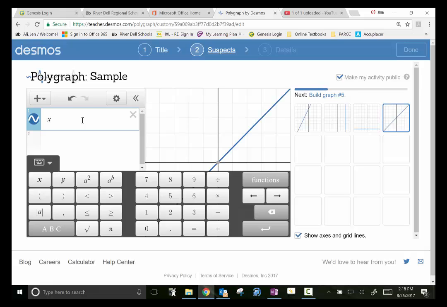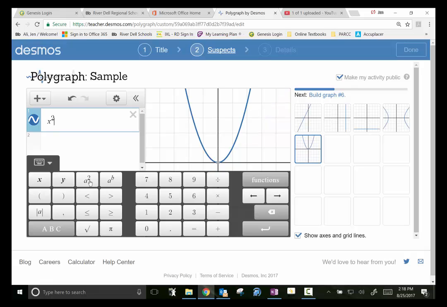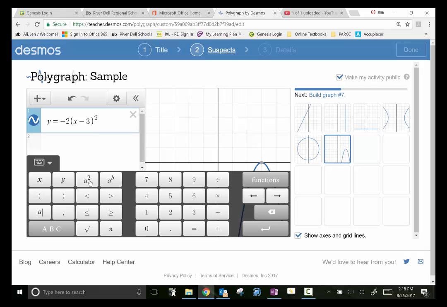Let's do x squared minus y squared equals 9. We can do x squared plus y squared equals 16. Let's do a nice parabola in vertex form, y equals negative 2 times the quantity x minus 3, squared, plus 1.